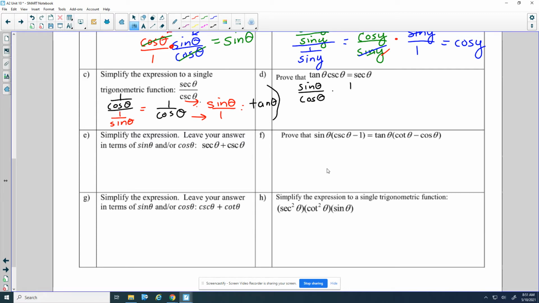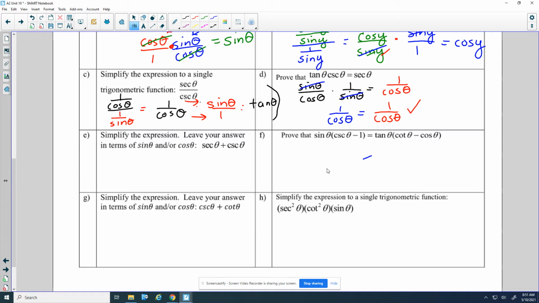Cosecant theta is 1 over sine theta. And then over here on the other side, secant theta is 1 over cosine theta. So looking here, my sines cancel, and I have 1 over cosine theta equals 1 over cosine theta. That's when we've done the proof, when they're both the same on each side. Now I could rewrite secant theta equals secant theta there, but as soon as they both become the same thing, that's enough for the proof.